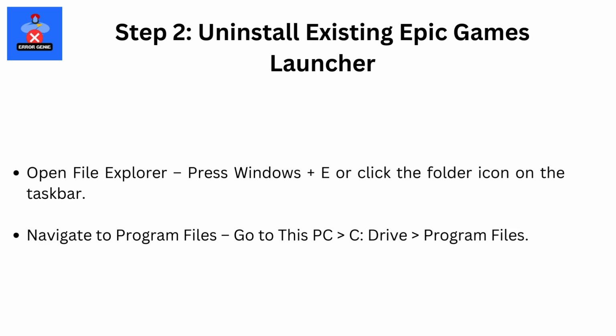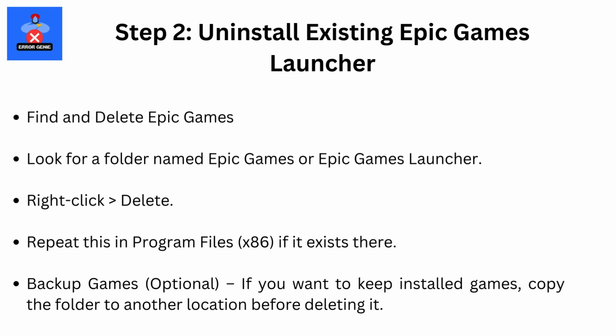Step 2. Uninstall existing Epic Games Launcher. Press Windows plus E or click the folder icon on the taskbar. Go to This PC, then C Drive, then Program Files. Look for a folder named Epic Games or Epic Games Launcher. Right-click, then Delete. Repeat this in Program Files x86 if it exists there.